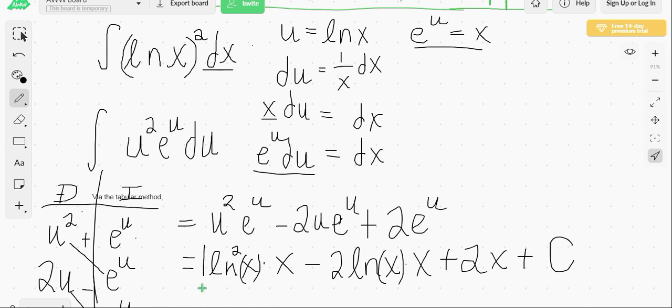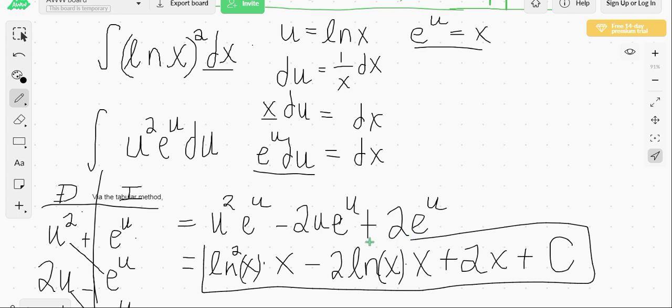If you would like, you can check that if you take this answer and you differentiate it, you do get the ln of x squared. So just know that's a good way to check your answer when you're integrating.